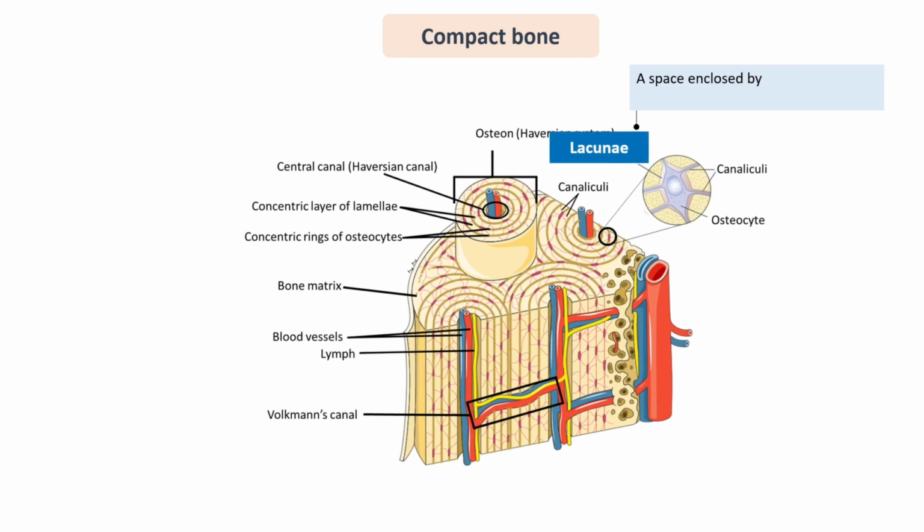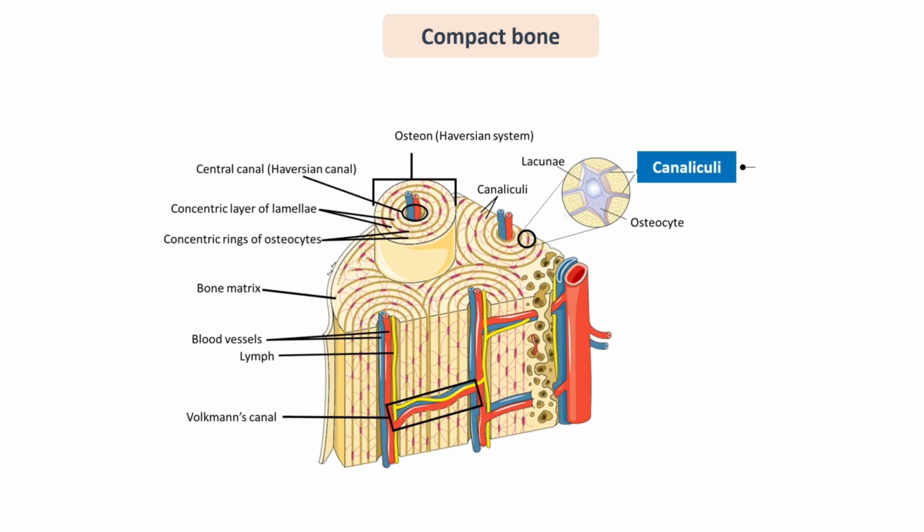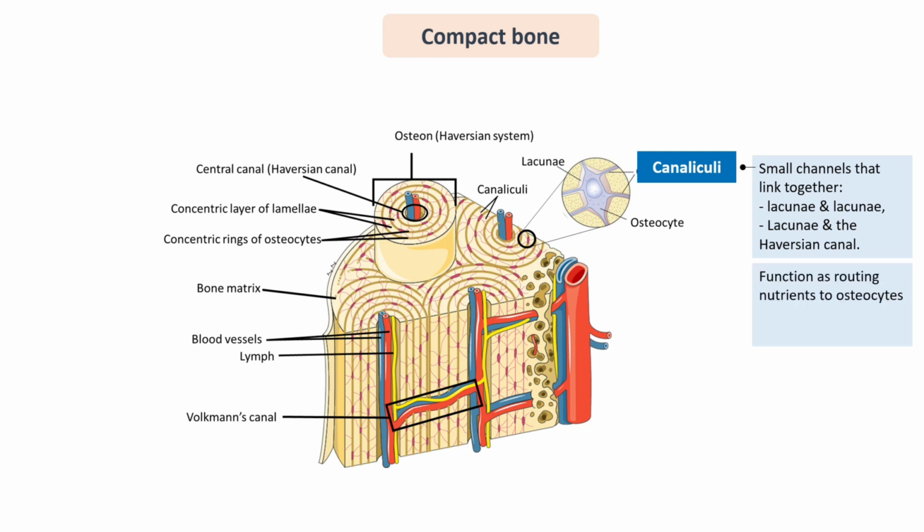Lacuna is a space enclosed by hard matrix. Each lacuna contains one osteocyte only. Canaliculi are small channels that link together the lacunae, and also the lacunae and the Haversian canal. The function of canaliculi is routing nutrients to osteocytes and expelling waste products.